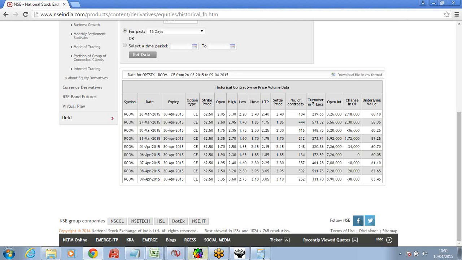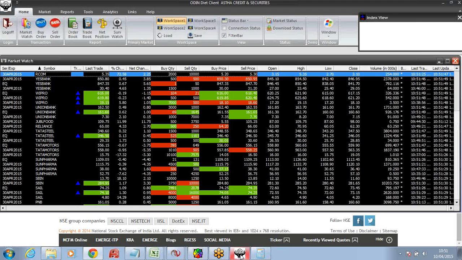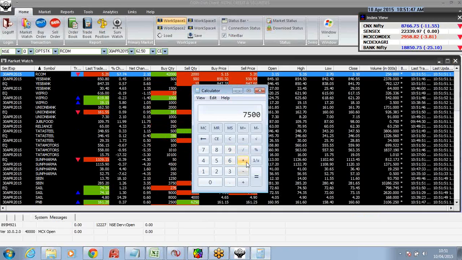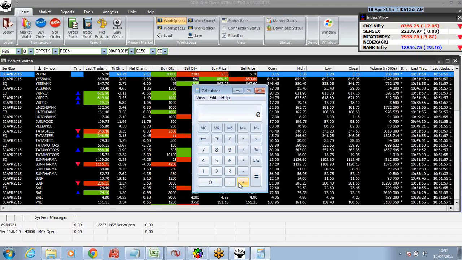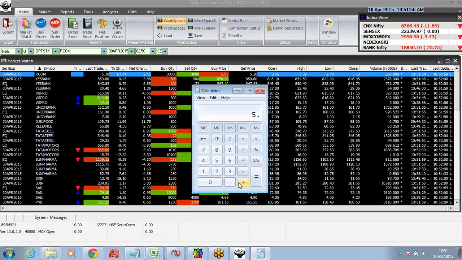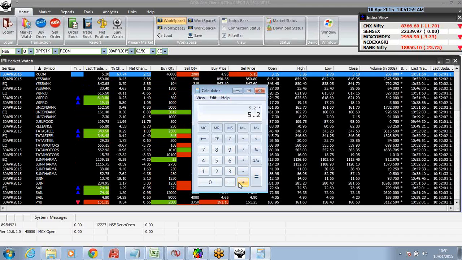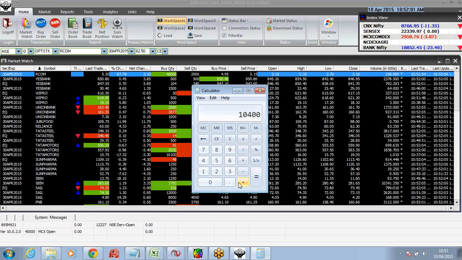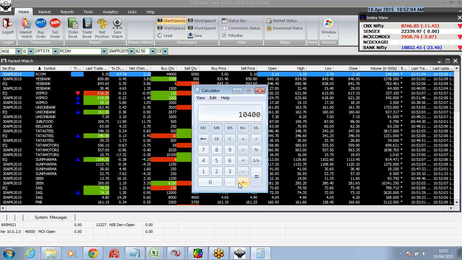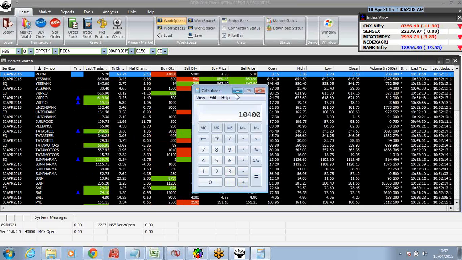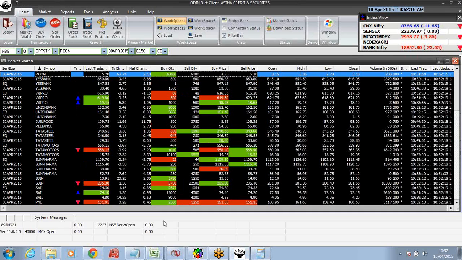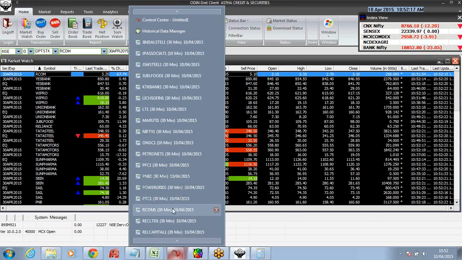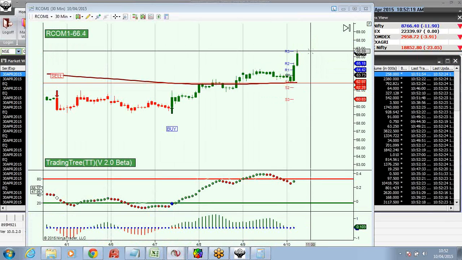Now 4,500 rupees is my investment, and what is my profit now? So it's around 5.2. So 5.2 into 2000, so 10,000 rupees, 10,400 rupees. So you have actually doubled your investment here. That is on a single lot. So when you are looking at the chart, it seems it's already made its R3 levels.